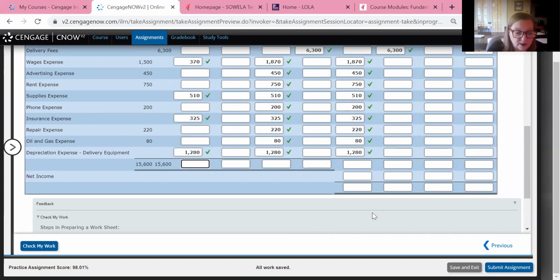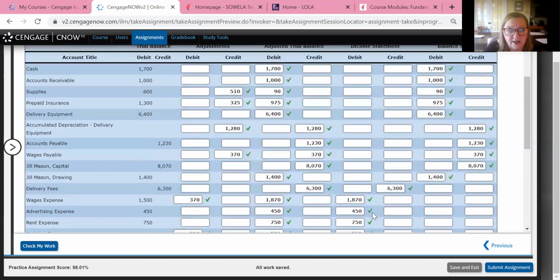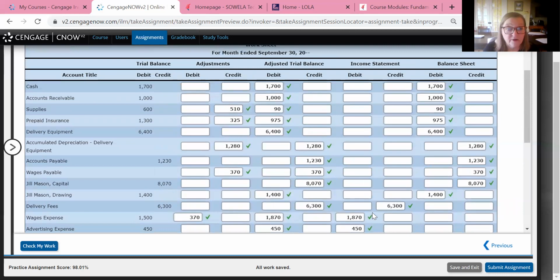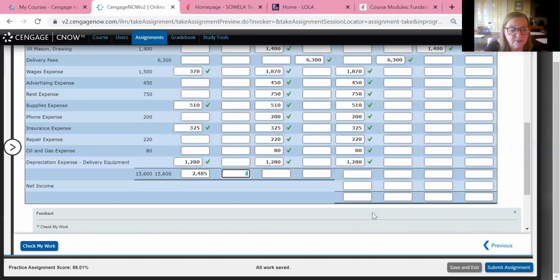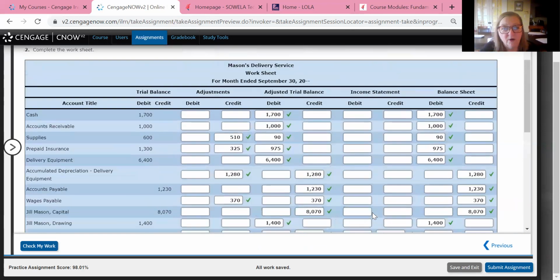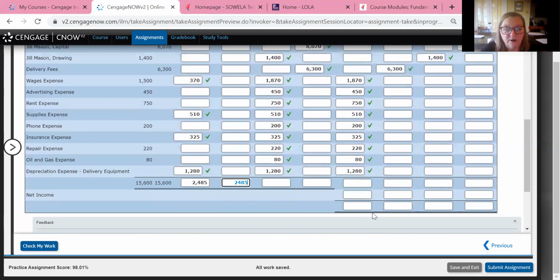2485, that's the same number twice, so I'm going to feel very comfortable with that one. I'm just going to go back and add this other column that I did not get that number for. Okay. So the credits on the adjustments column now, 510 plus 325 plus 1280 plus 370. Yes, 2485. This is a good thing about accounting that makes you feel good, because you get the balance. Okay, so we're agreed on those two.